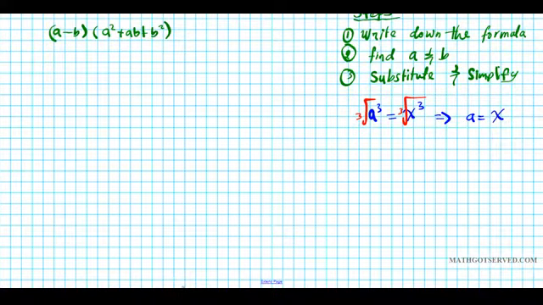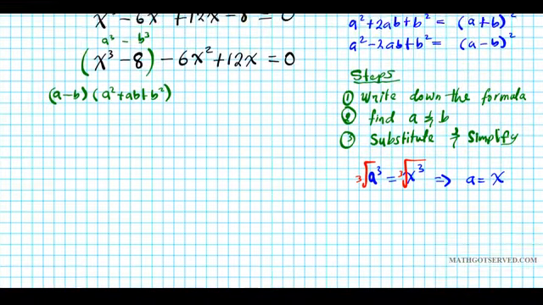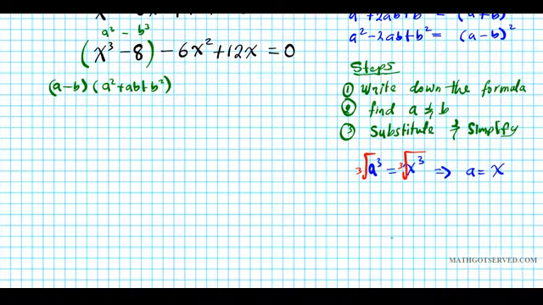Now let's shift our attention to the determination of the b value. B cubed, the second term in the formula, occupies the same spot as 8 in the expression to be factored. So we have b cubed equals 8. And to isolate b here, we take the cube root again, and this clearly tells us that b is what? B is 2 because 2 to the third power is 8.